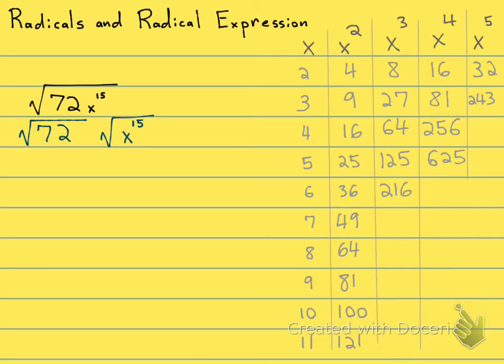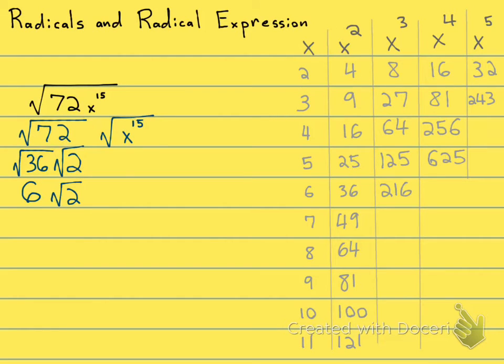So for this square root of 72, I'm going to break it up into the square root of 36 times the square root of 2. The reason I did that is because I know the square root of 36 is just 6, and I don't know the square root of 2, so that part will be left underneath the radical. So the square root of 36 is 6, and then I have the square root of 2.